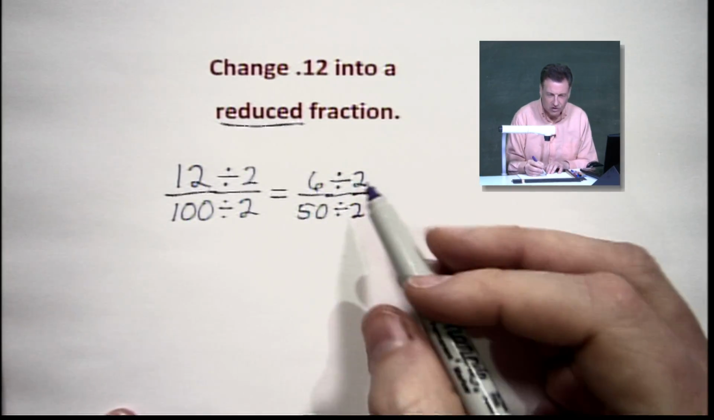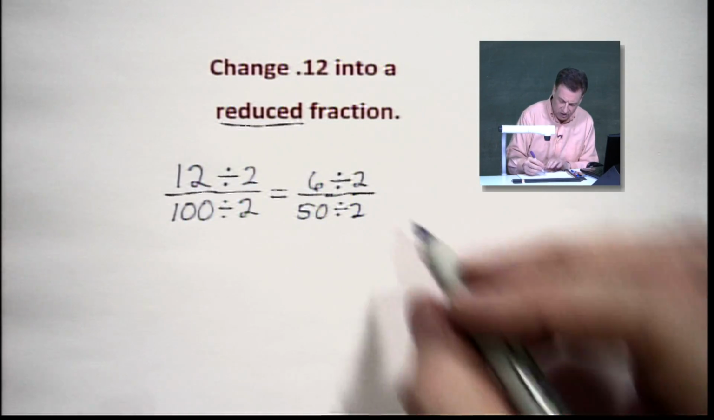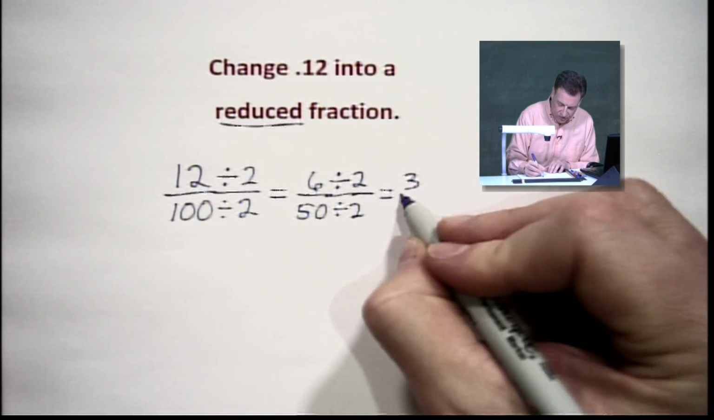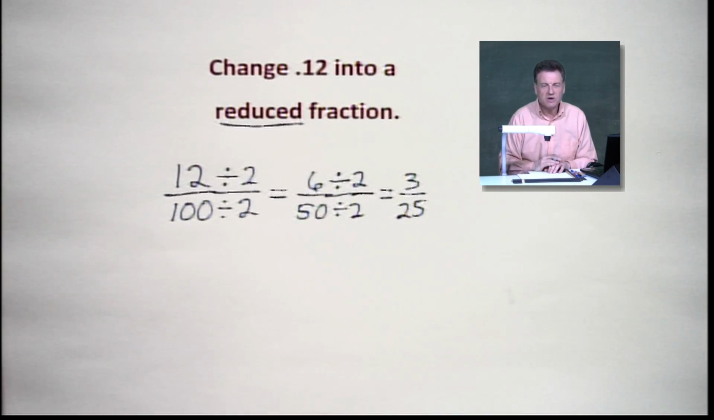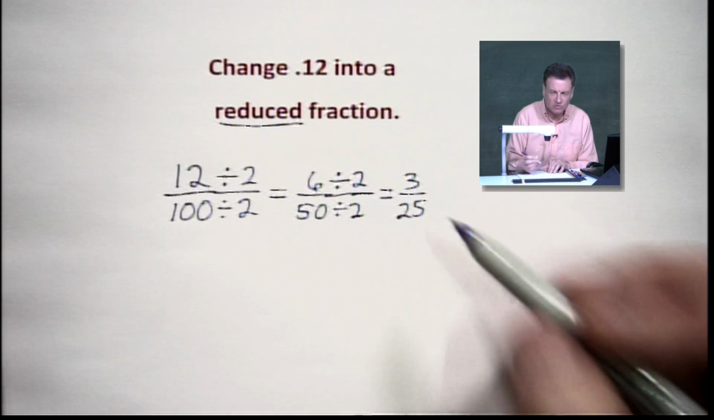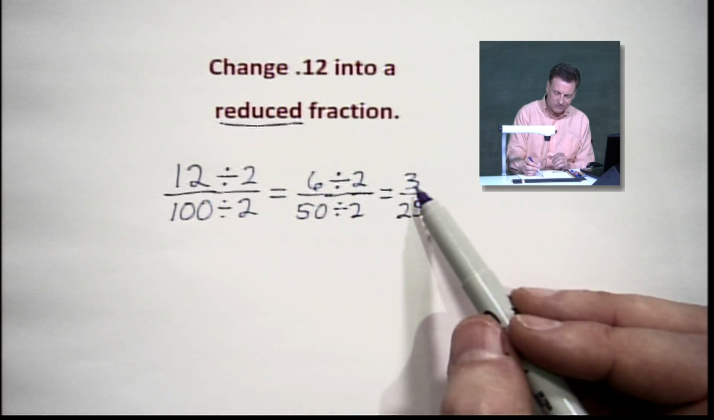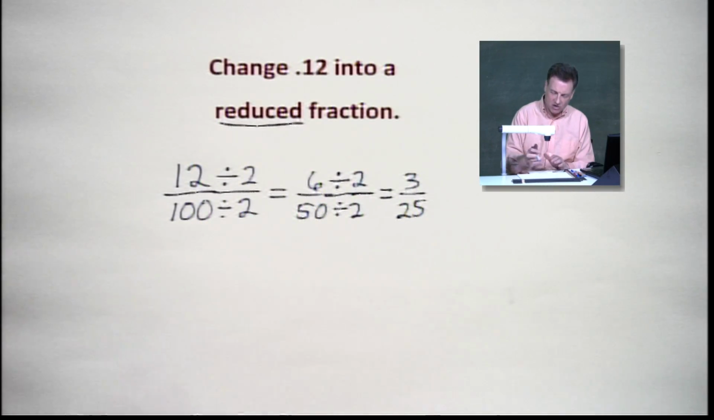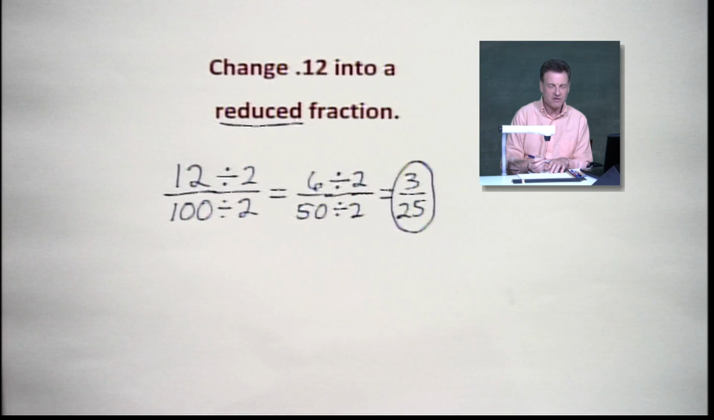Because remember, whatever you do to the numerator, you've got to do to the denominator. You've got to do them both. And this is going to leave us with 3, and half of 50 is 25. So there we go, 3/25ths. Notice that 3 and 25 are done. 3 is prime, and 3 won't divide into 25 evenly, so there is your reduced fraction form.